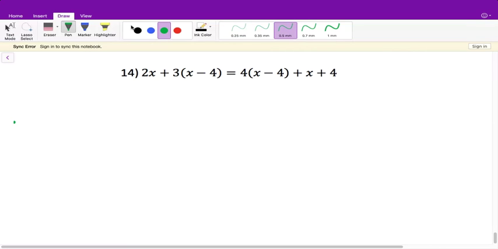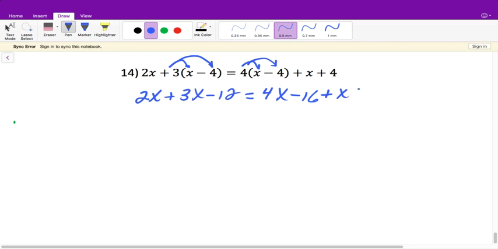All right, next question here. We just have a linear equation now. So now we need to solve it. So I need to distribute the 3 in. So 2x plus 3x minus 12. Distribute the 4 in is equal to 4x minus 16 plus x plus 4.